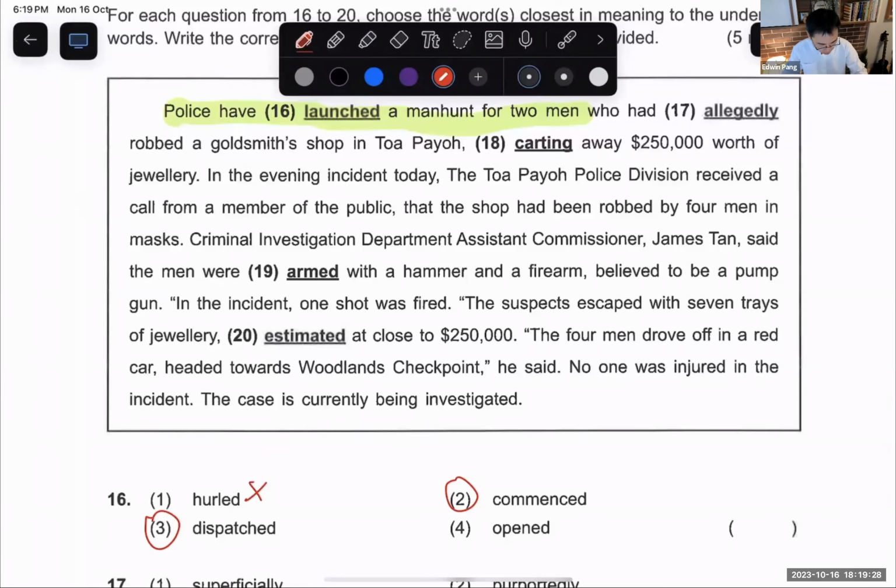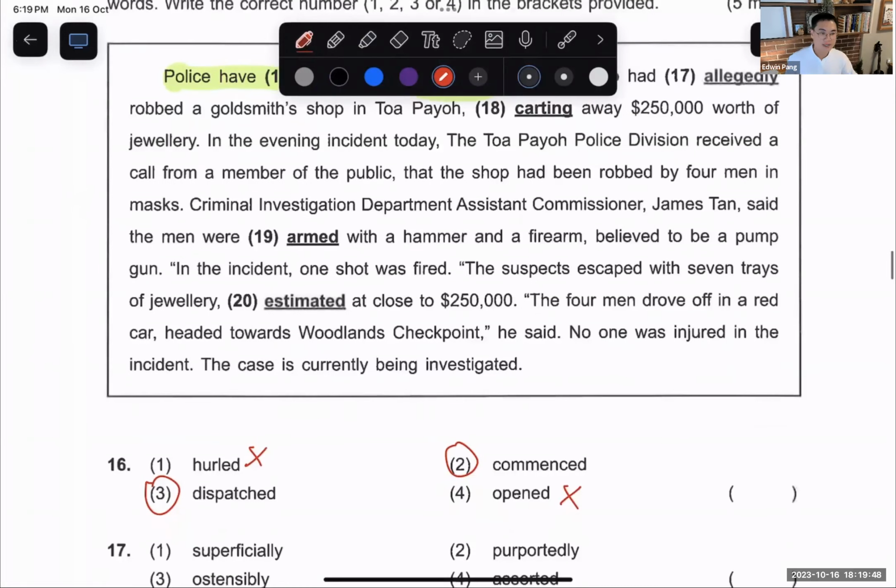Obviously we all know it's not 1 and 4. Very good. You are correct. 1 and 4 by process of elimination simply don't work because they sound ridiculous. You cannot hurl a manhunt and you cannot open up a manhunt, right? Absolutely good. So now you have a 50% chance of getting it correct. Okay, Solomon, please don't fool around. Thank you. I don't take kindly to irrelevant signs. So, held, opened, commenced, dispatched.